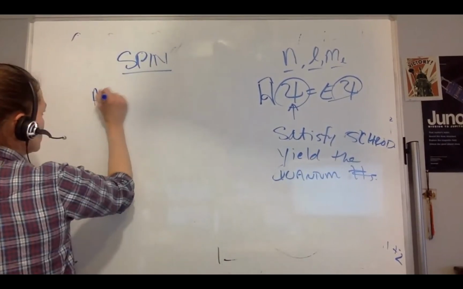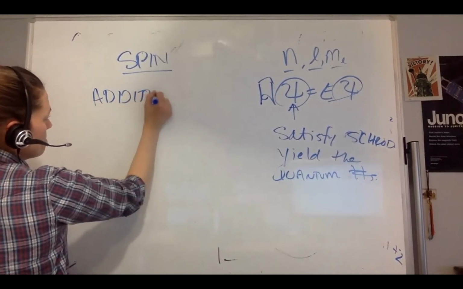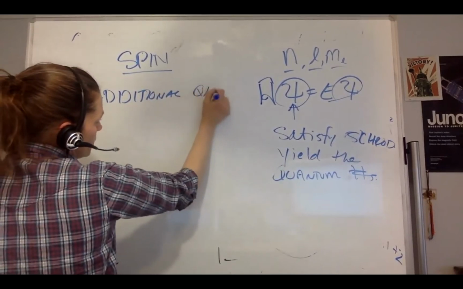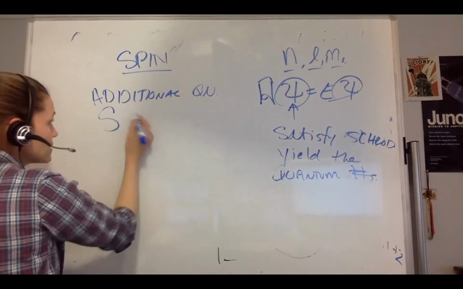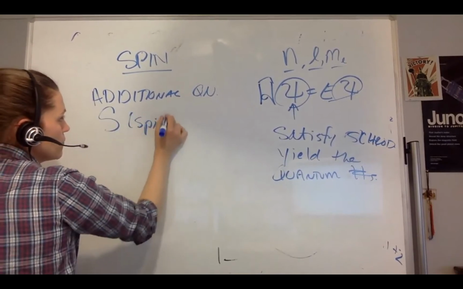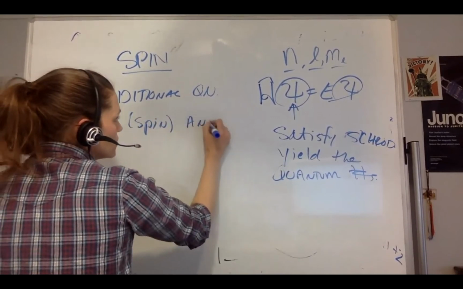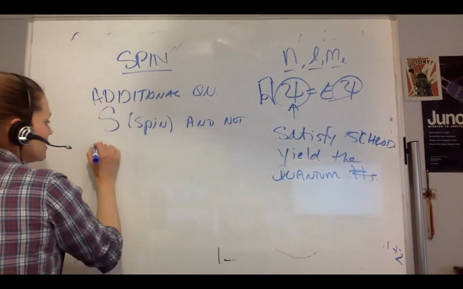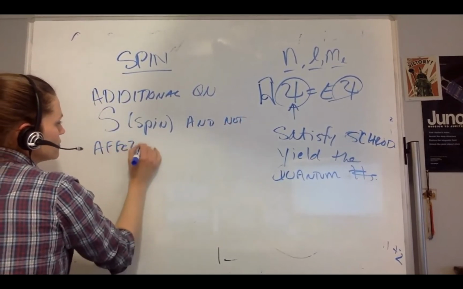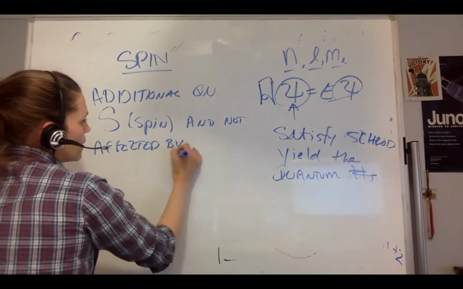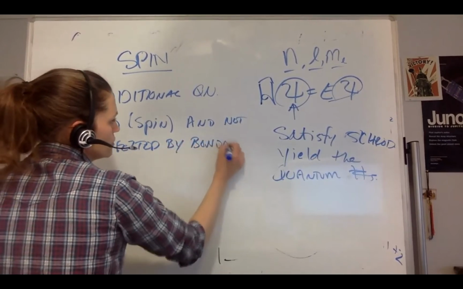So there's an additional quantum number that we need, which is called S, and not affected by the boundary conditions.